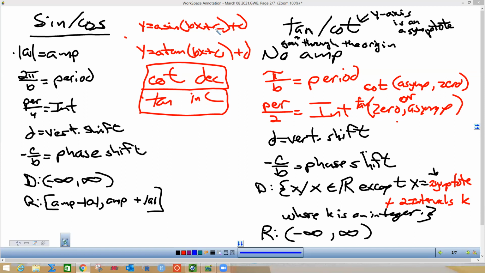Can anybody tell me what that means in interval notation? X such that X is an element of all real numbers. Can you tell me what that would be in interval notation? It's the same thing right there. Negative infinity to infinity. That's what that means. This part up through the R means that X can be all numbers, all real numbers.